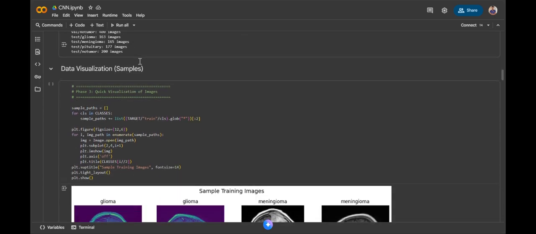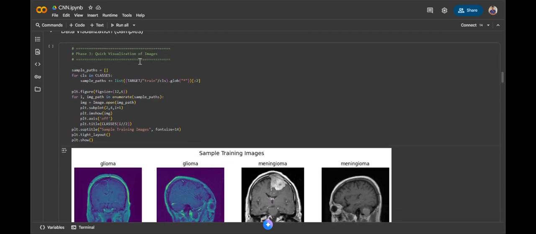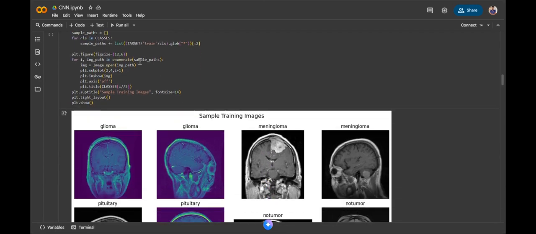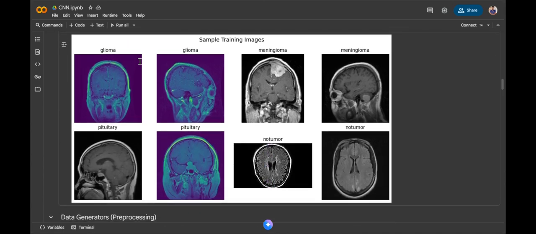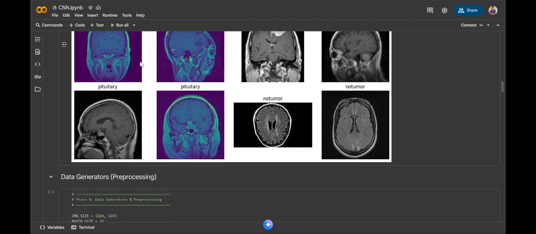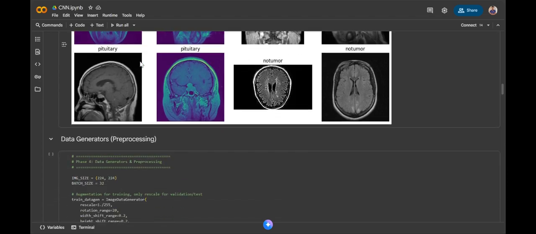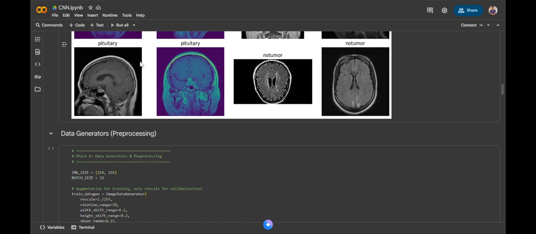Next, we performed data augmentation, which involves applying random transformations to increase dataset diversity. We used rotation, zooming, flipping, and brightness adjustments. This helped our models become more robust and prevented overfitting, meaning the models could generalize better to unseen data.